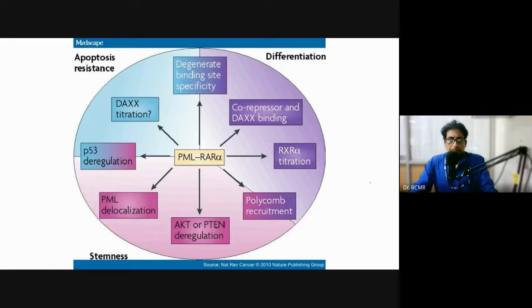So I will skip this. It is all just discussing the other one where another fusion protein is formed that is called PML, promyeloid leukemia, RAR alpha. This is another one that is involved with another type of leukemia.